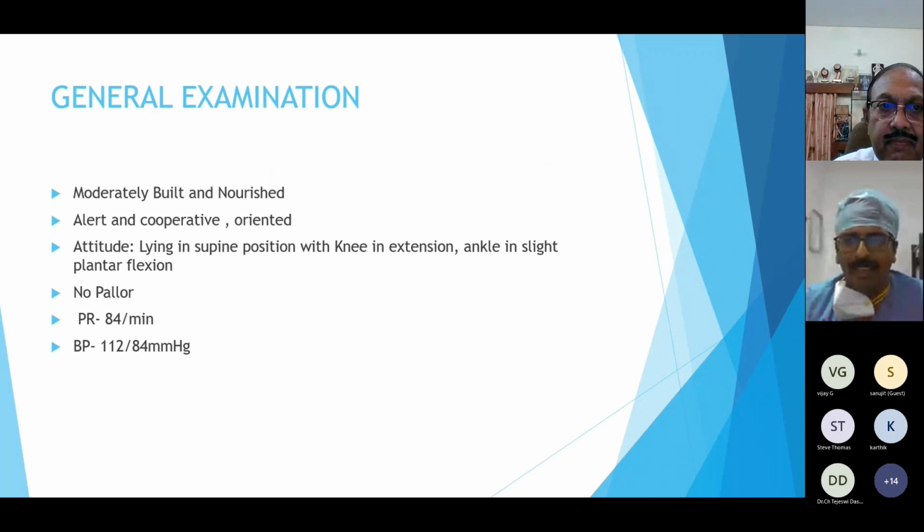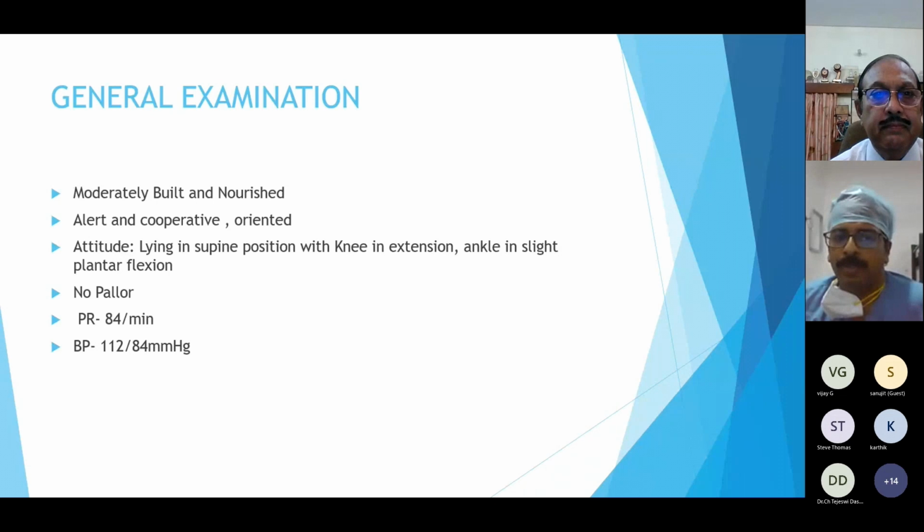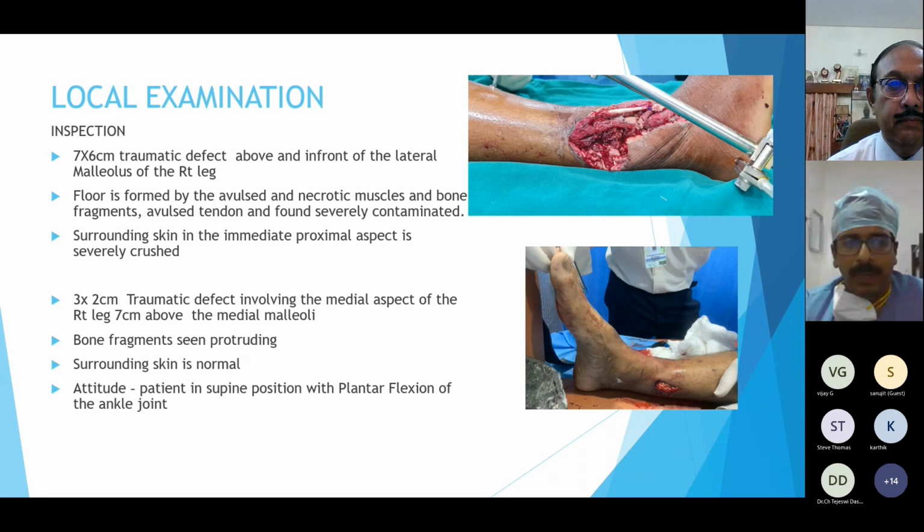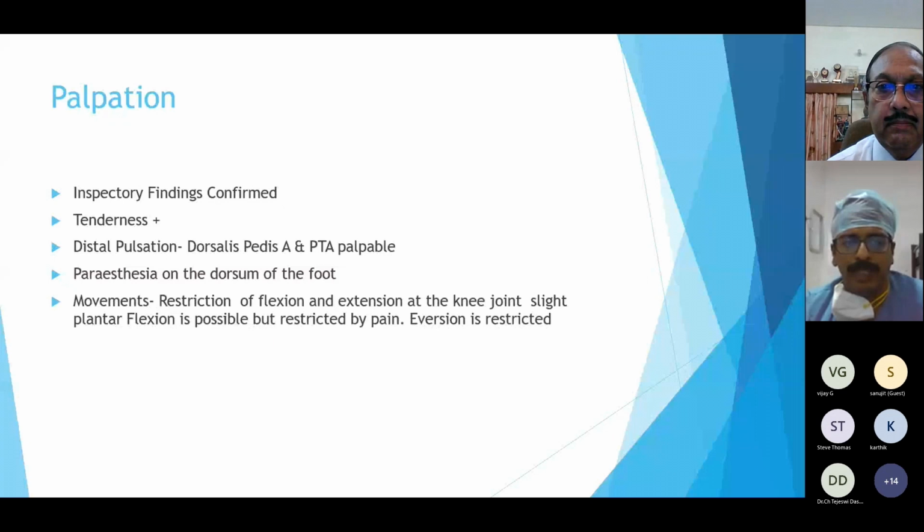By chronological order, on general examination he was moderately built and nourished, alert, cooperative and oriented. Attitude wise, he was lying in supine position with knee in extension, ankle in slight plantar flexion. There was no pallor. The pulse rate and BP were stable. This is the local examination. The inspectory findings I have already mentioned, sir. Apart from that, the palpatory findings confirmed all the inspectory findings, and tenderness was present. Distal pulsation, dorsalis pedis as well as posterior tibial artery pulsation, were palpable.